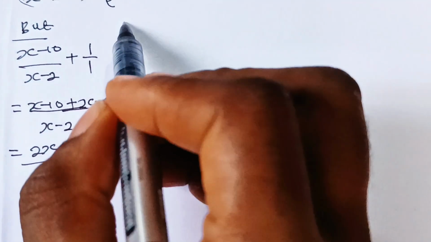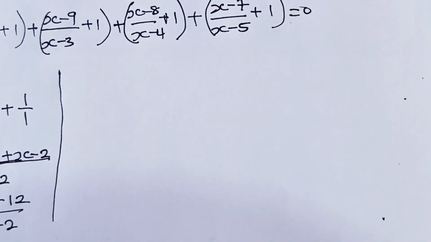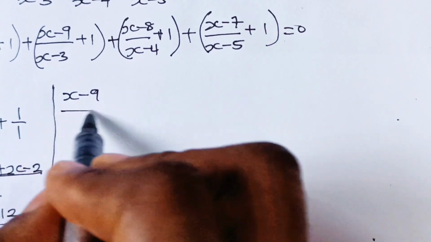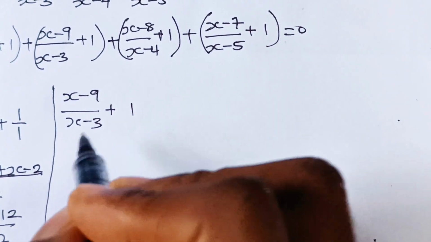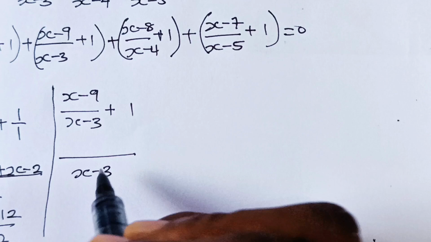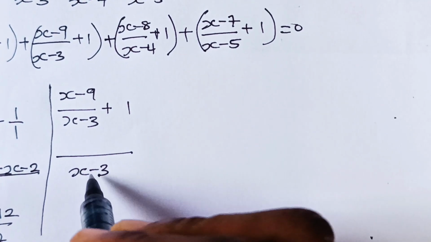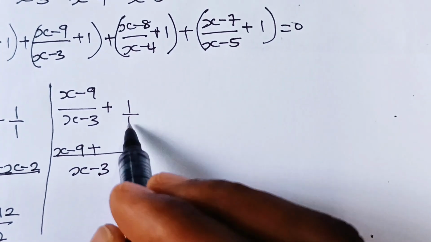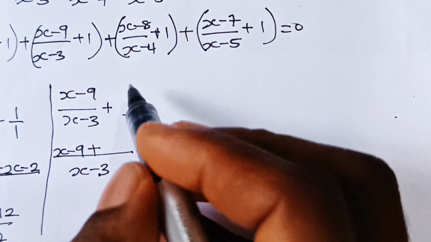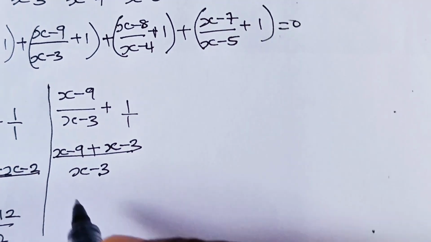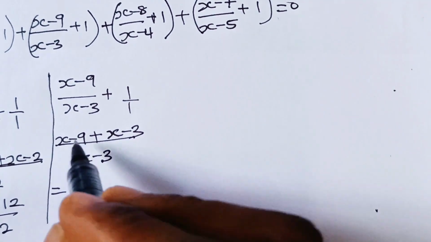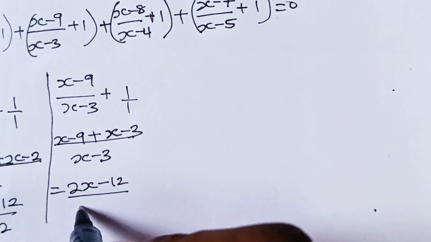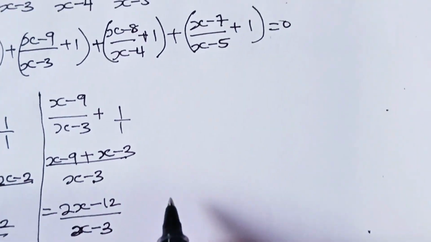Now similarly, if we solve the second one, which is this, we have (x minus 9) over (x minus 3) plus 1. The LCM is x minus 3. When this divides this, we have 1. 1 times this gives us x minus 9, plus, this is 1 over 1, when 1 divides this, we have x minus 3 times 1, which still gives us x minus 3. Now, if we solve this, x plus x gives us 2x, minus 9 minus 3 gives us minus 12, divided by x minus 3.